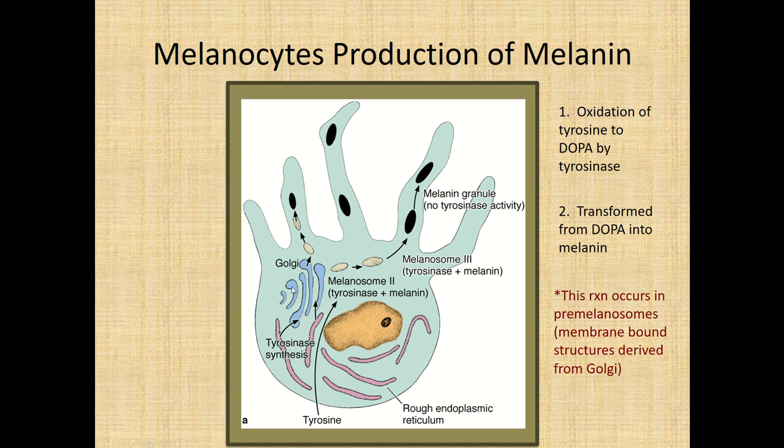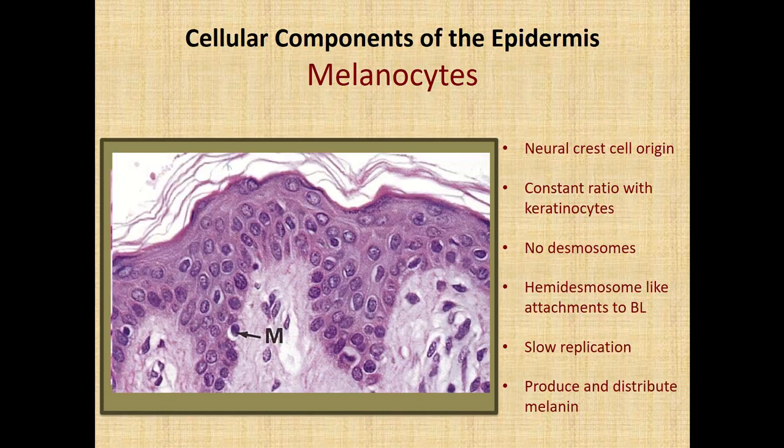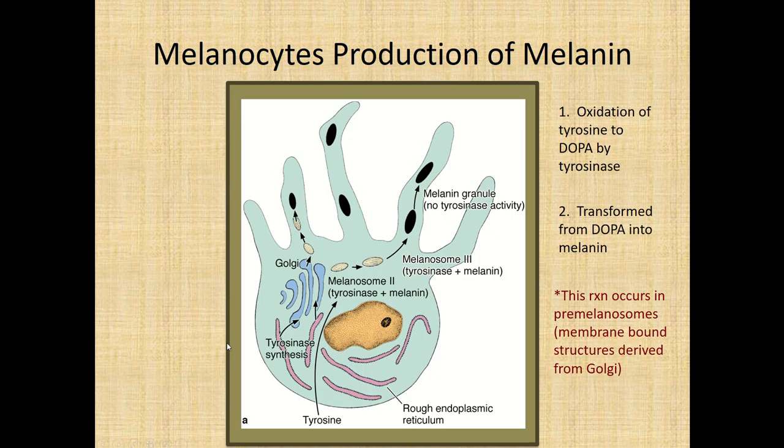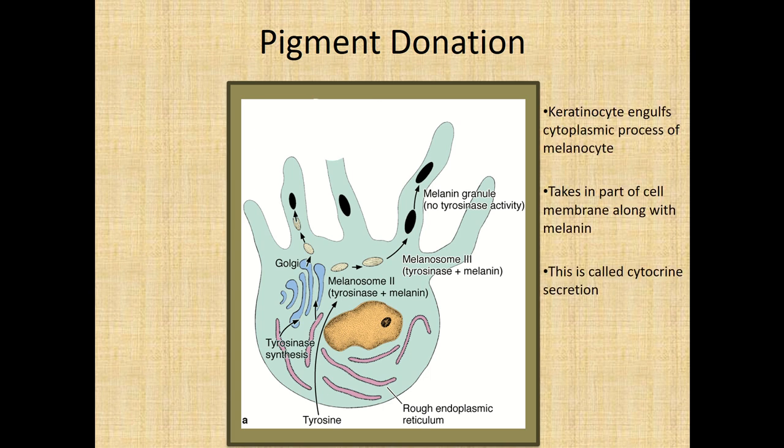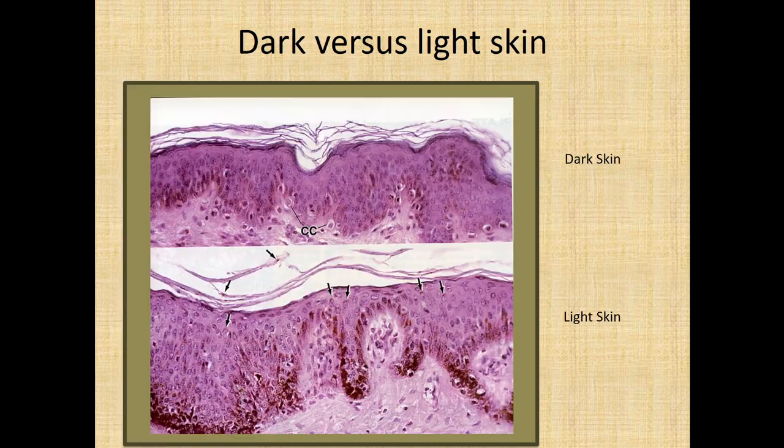And so the melanocyte, although you might see on this picture, it looks like it's just like a basal cell, but what you can't see are its multiple cytoplasmic processes that stick out from the cell with melanin in it, and the surrounding keratinocytes are going to engulf that melanin. So a keratinocyte will engulf the tip of the process and take the melanin with it and part of the cell. And that is a special kind of secretion called cytokine secretion.